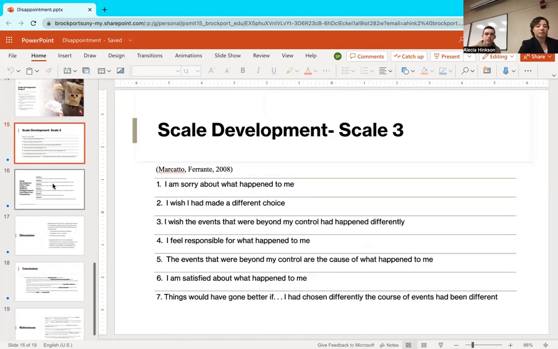And the final Likert type scale we looked at has to do with an individual feeling disappointed or bad in regards to the life they are living. Within the scale, you see statements such as, I wish I made a different choice, I'm sorry about what happened to me, I'm satisfied with what has happened to me, and I feel responsible for what has happened to me. After these statements, the individual answering them would also get a scale from 1 to 5 for most likely to least likely to describe how they feel in terms of disappointment.